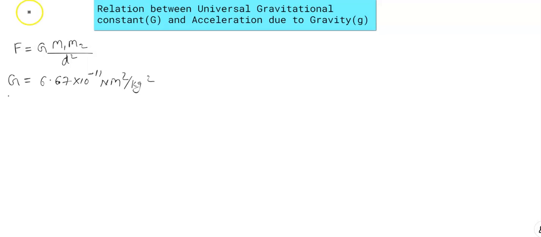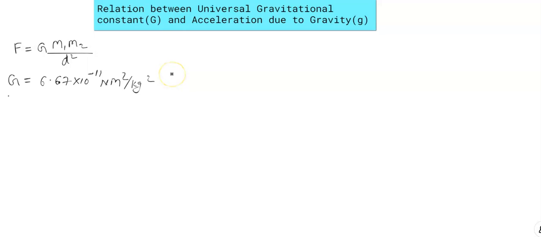Welcome to Mathematics Board. In this session, we will learn the relation between the universal gravitational constant capital G and acceleration due to gravity. So watch this video completely, and I am going to give an example that will help you understand acceleration due to gravity very well. So first we talk about the universal gravitational constant.